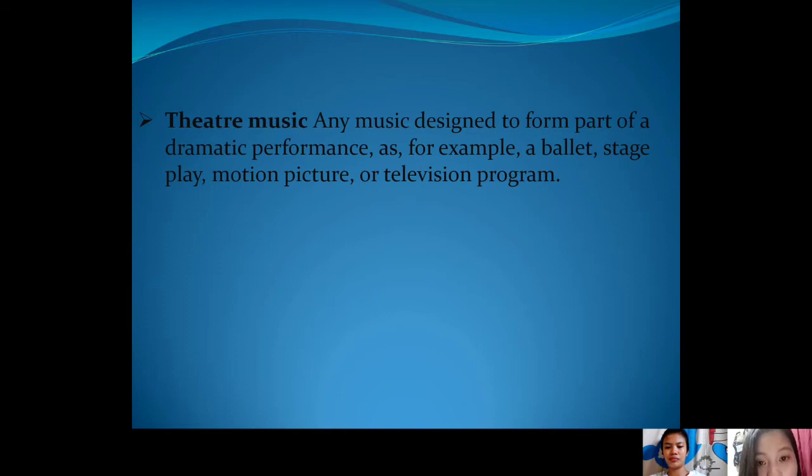Theater music is any music designed to form part of a dramatic performance, as for example a ballet, stage play, motion picture, or television program.